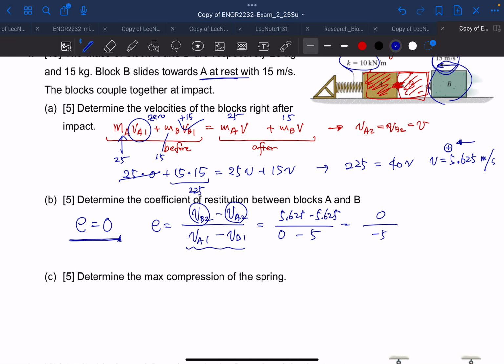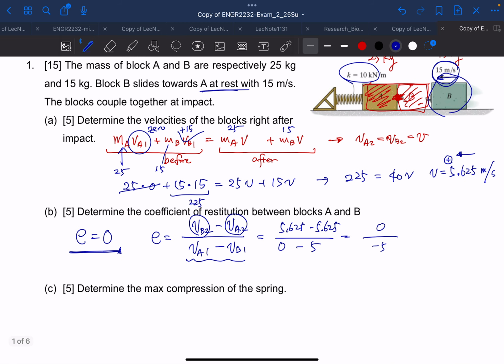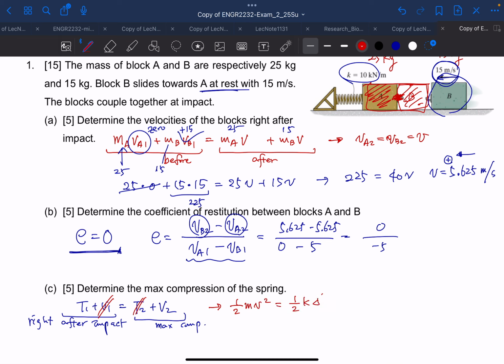Determine the max compression of the spring, and this thing we can try using the energy principle, right? Energy conservation. So T1 plus V1 is T2 plus V2. This is right after impact, and this is when it has max compression, right? So in this situation, there's no potential energy, and when it's max compressed, it means it stops, so the velocity is going to be 0, so there's no kinetic energy. Therefore, here it's just 1/2 mv squared. That's going to be same as 1/2 k delta squared.